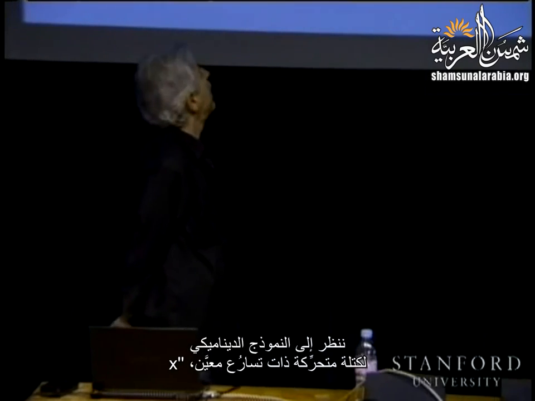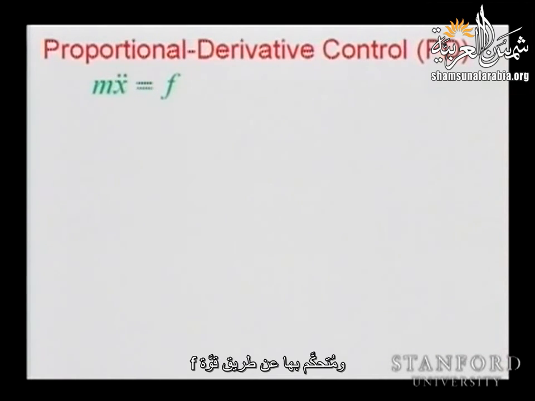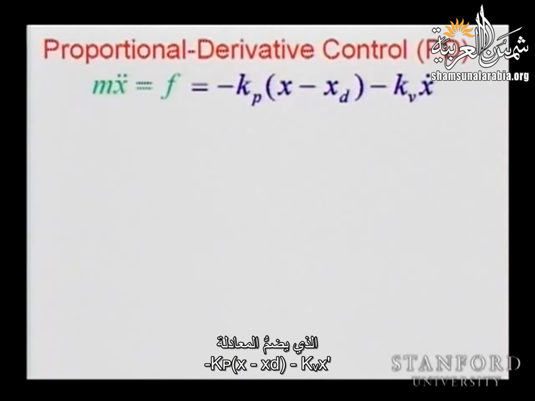Last lecture, we discussed the control structure. We were talking still about 1 degree of freedom, and we are going to pursue that discussion. So we are looking at the dynamic model of a mass moving at some acceleration, x double dot, and controlled by a force F. The control of this robot is done through this proportional derivative controller involving minus kp (x minus x desired) and minus kv x dot. So the kp is your position gain and the kv is your velocity gain.